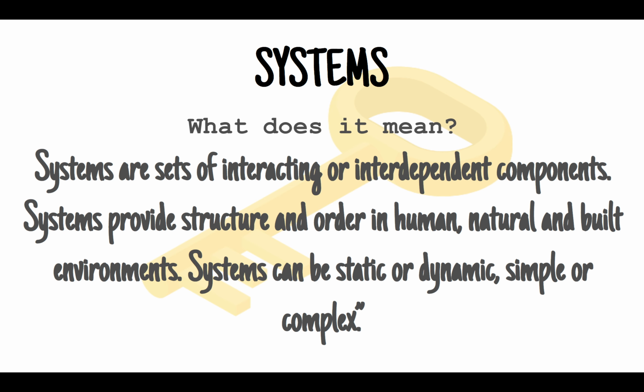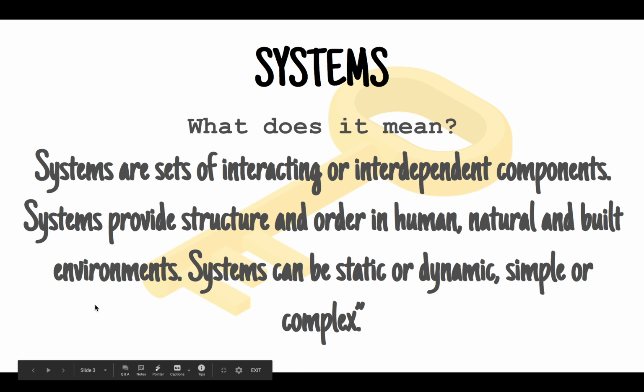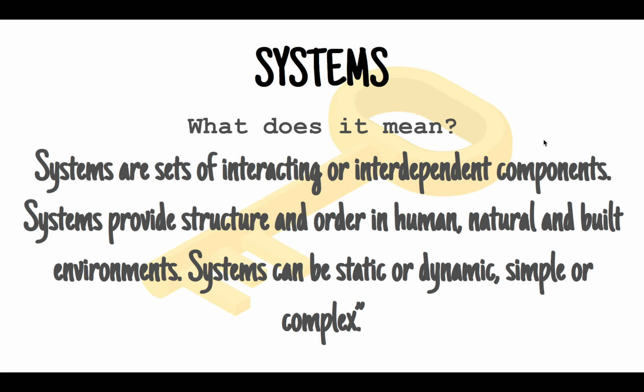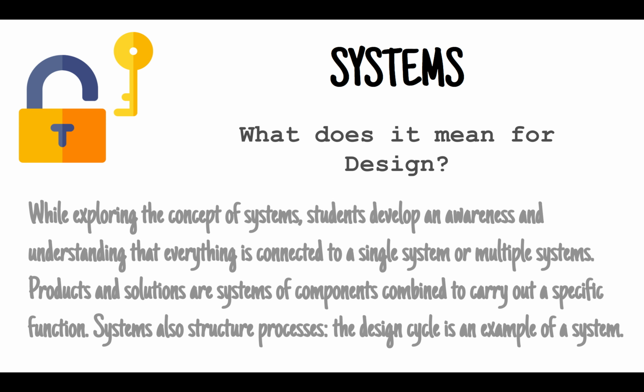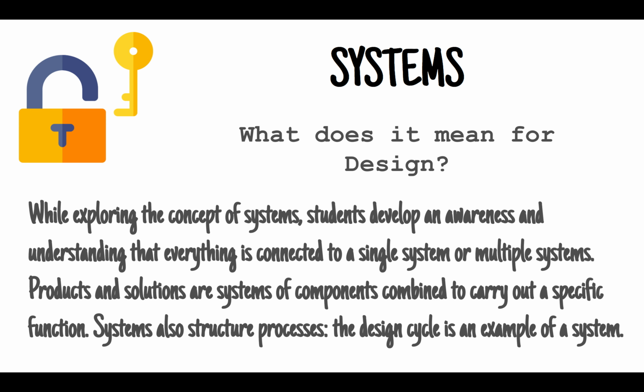So now they can look at the different examples of systems and see how they link. We can even get them to write next to it if it's simple or complex or dynamic, if it links to human, natural, or built environments. I love this description. I think it's really cool, and they can do loads of it. So what does it mean for design? So while exploring the concept of systems, students, again I might change it to we, develop an awareness and understanding that everything is connected to a single system or multiple systems.